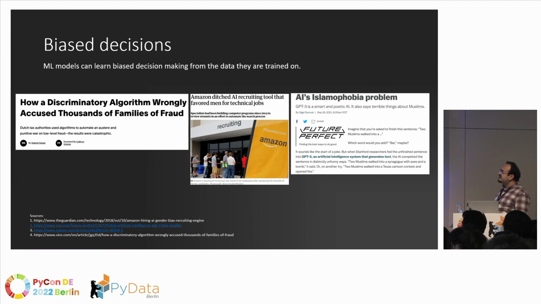Another thing is fairness. We are now quite knowledgeable about that. Machine learning models really easily learn the biases in their training set. And probably you have heard some of those news stories about how biased a machine learning algorithm can be. There are a couple of examples here. Recently in Holland, an algorithm wrongly accused thousands of people of fraud on childcare data.